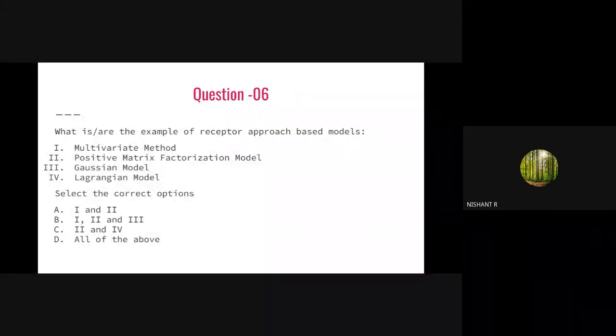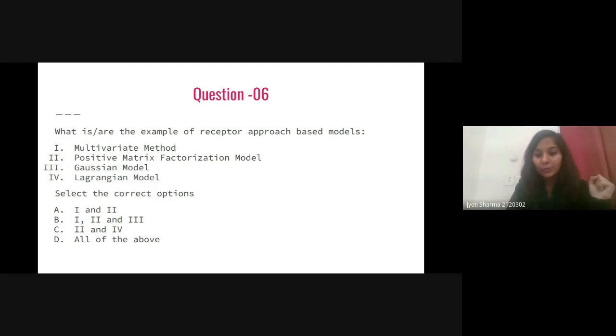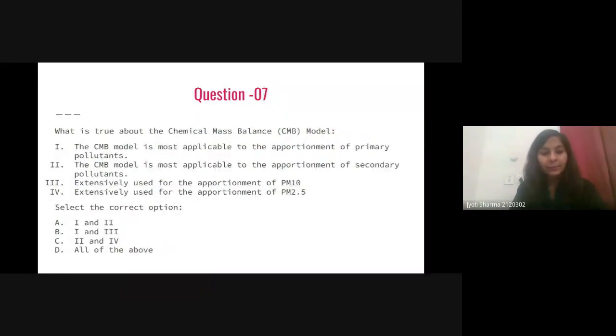1 and 2, ma'am. Alka gave me answer A, meaning 1 and 2. Of course, as we already talked about, the Gaussian plume model is related to the bottom-up approach and dispersion modeling. Lagrangian is also part of these source-based models, but multivariate and positive matrix factorization models are part of the receptor models. So answers A and B are right.